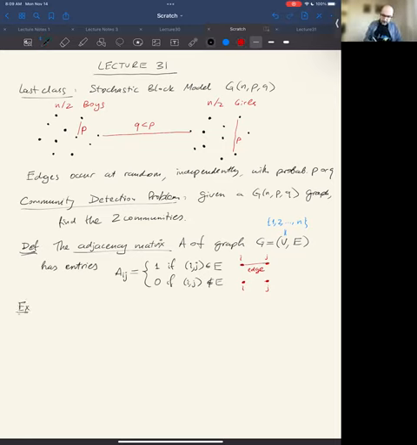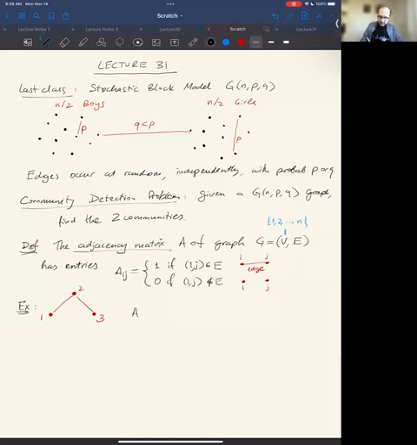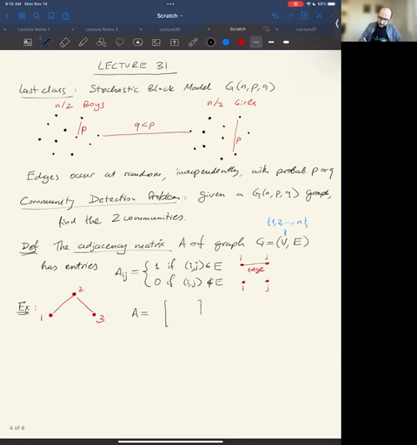For example, if we have a graph like this, with just 3 vertices, 1, 2, 3, and 2 edges, then the matrix A will be 3 by 3, obviously. The rows and columns are indexed by vertices. There are no loops, so 1 is not connected to 1, 2 is not connected to 2. So no loops. I put zeros on the diagonal.